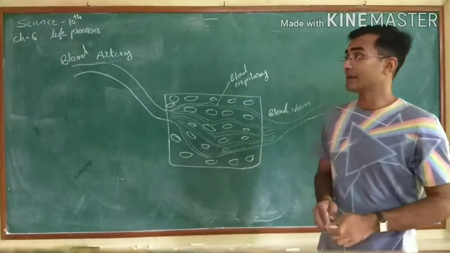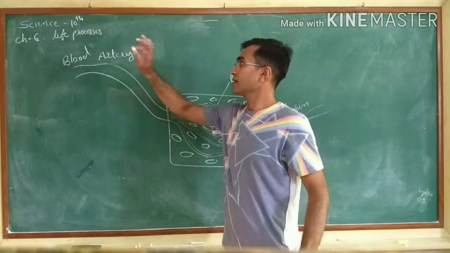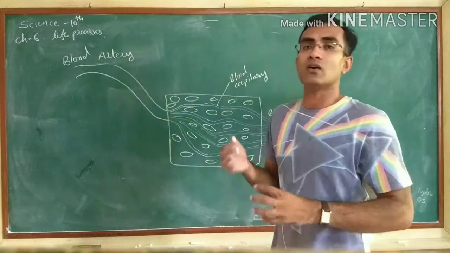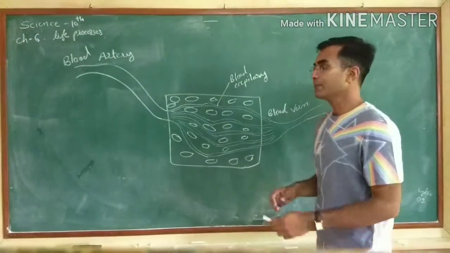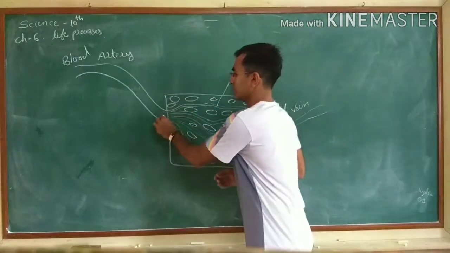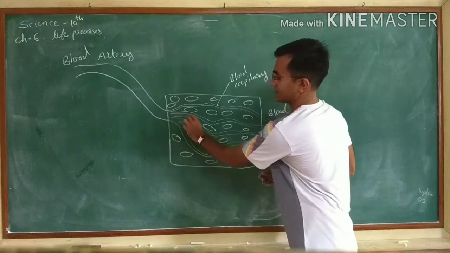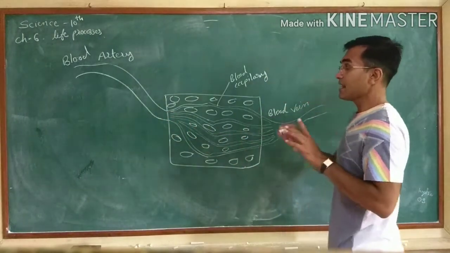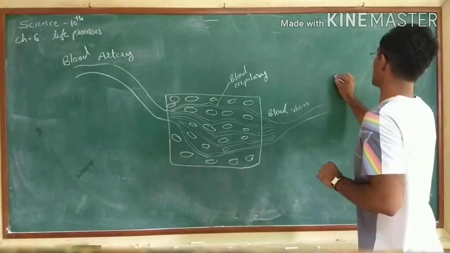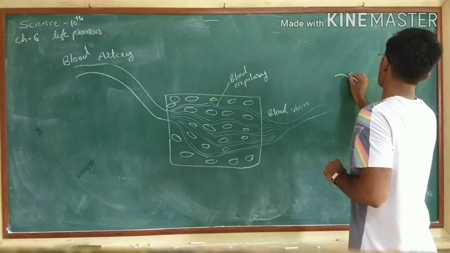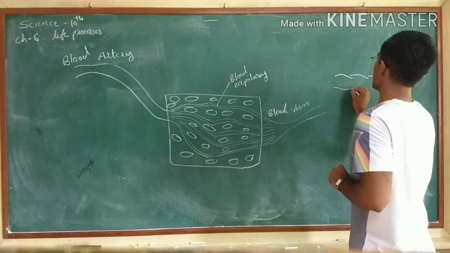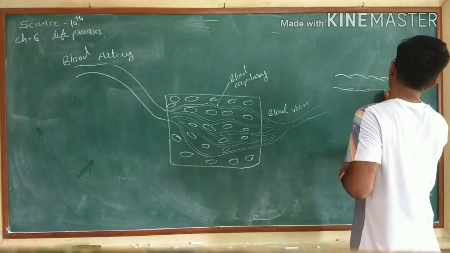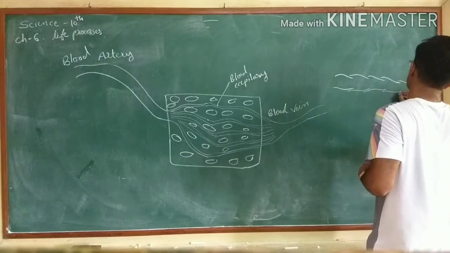Here what will happen? This blood artery will bring the oxygenated blood. It has got some nutrients as well. This blood will flow inside this capillary. Now the capillary has a structure, a porous structure. They are single epithelial structures.